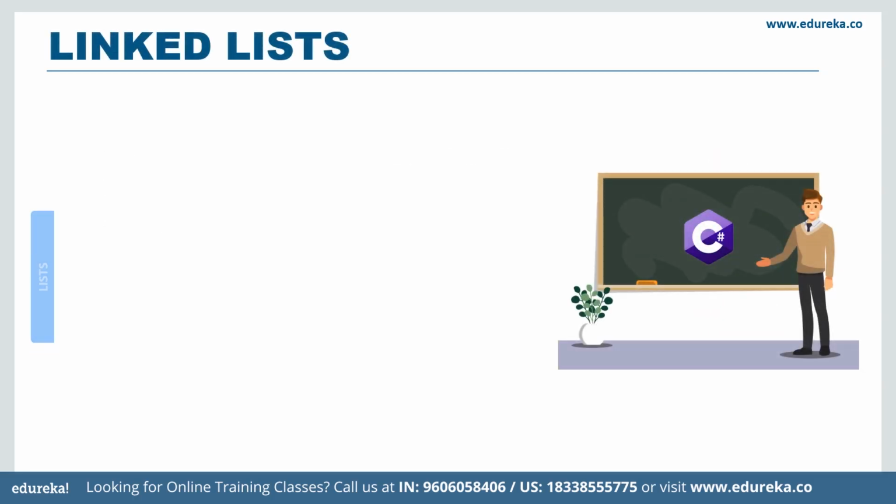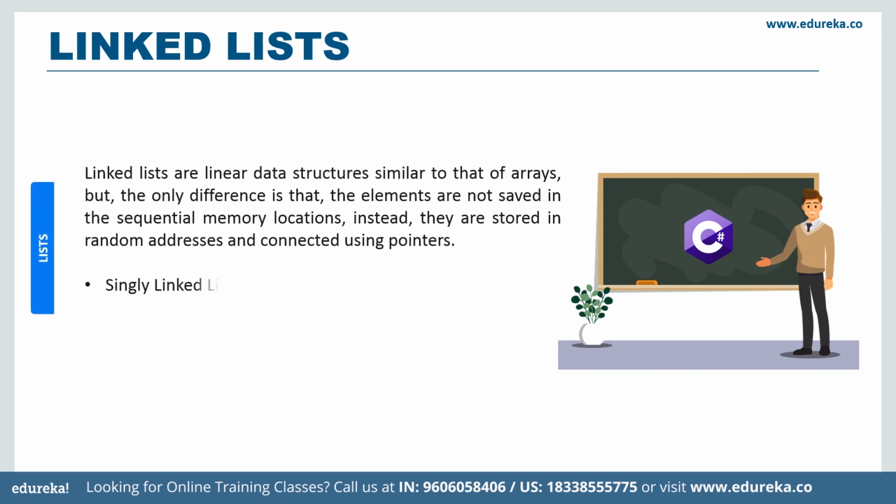Now in the collections, the next one is the linked list. So what is a linked list? Linked lists are linear data structures similar to arrays, but the only difference is that the elements are not saved in a sequential memory location. Instead, they are stored in random addresses and they're connected using pointers. So we have 3 different types of linked lists in C#. They are singly linked list, doubly linked list, and circular linked list.